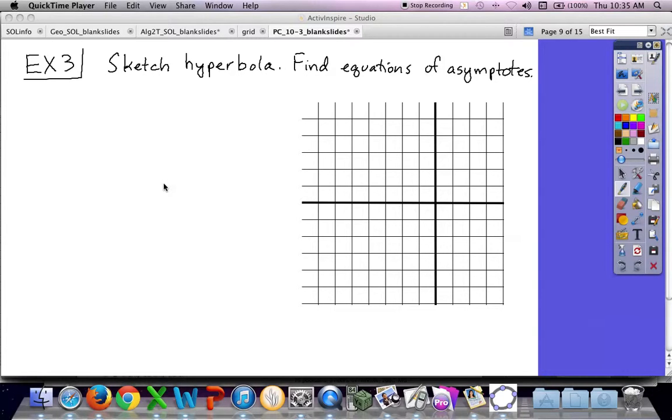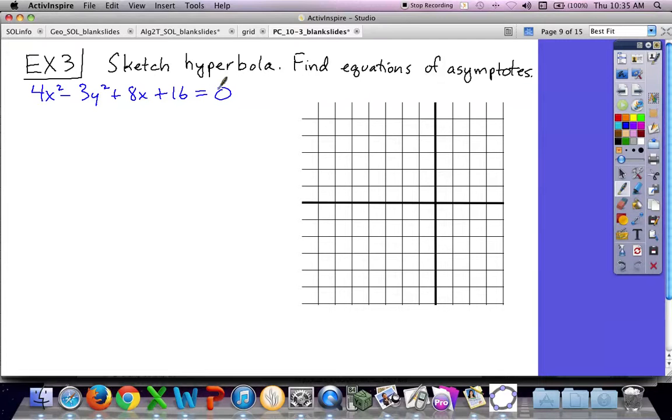This is example 3, right? Sketch the hyperbola and also find the equations of the asymptotes. Okay, but what have I got to do to this?